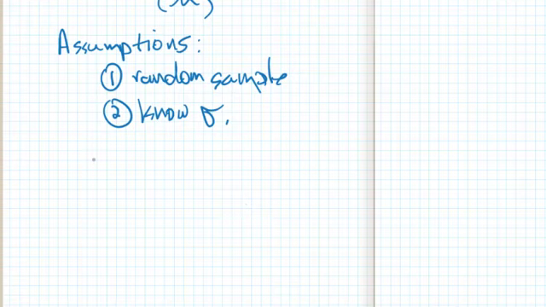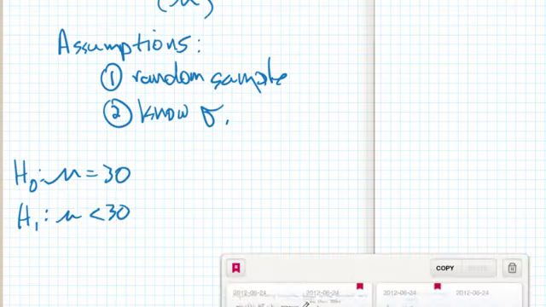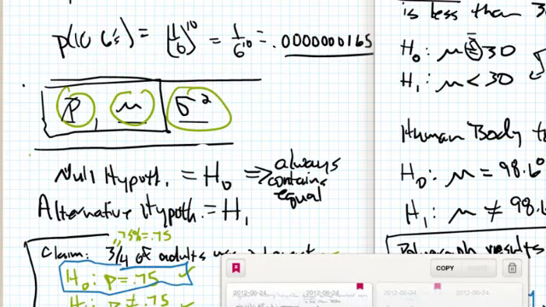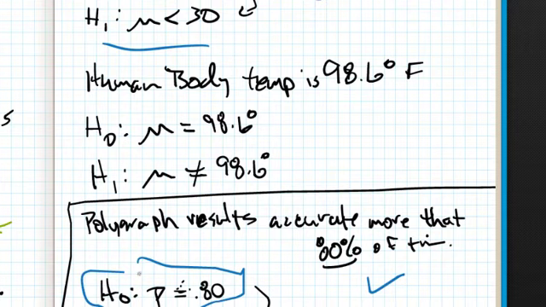Let's see. Here was the problem. What we had is we had a null hypothesis that the mean was equal to 30 pounds of garbage per month, and we had an alternative hypothesis that the mean was less than 30 pounds per month. Let me go ahead and check that just to make sure. Yep, we're good. There we sit. So we're good there, and that's what we're going to test.